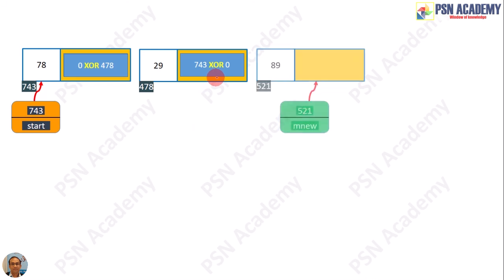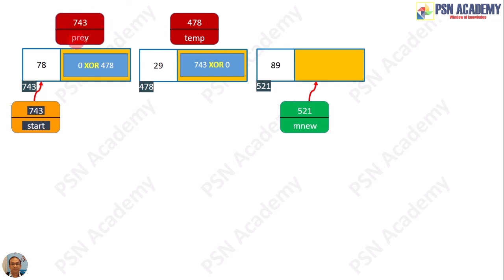Let us add another node here. Say this one is created at 521 and we put data 89 inside. Now this mnew is pointing to the newly created node at 521. So what you should do? You start temp with the first node and you move temp from this node to this node using the XOR operation, and you place temp on the last node. Now one more thing I should mention is that you always take a previous pointer which will be following the temp because you will be needing it. So here is your mnew, the next node. Here is your temp, the current node, and prev will be the previous node.